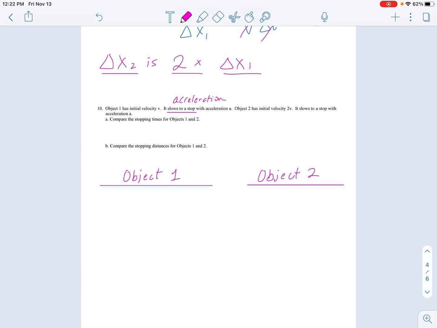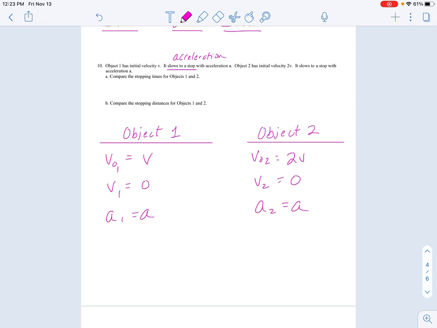Object 1 has an initial velocity, which we're going to call v. And object 2 has an initial velocity, which we're calling 2v. They both slow to a stop, so their final velocity of each of them is 0. The acceleration is the same number. And now we want to find stopping times.